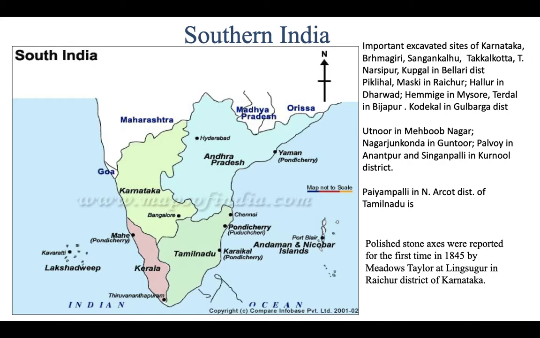So these are the important sites, particularly Brahmagiri, Sanganakallu, Takkalakota, Narsipur, Kupgal in the Bellary district, then Piklihal, Maski in Raichur, Hallur in Dharwad, Hemmige in Mysore district, Terdal in Bijapur, and Kodekal in Gulbarga, as well as Utnur in the Mahbubnagar district, and Nagarjunakonda in Guntur, as well as if you come to Tamil Nadu, Payampalli in the North Arcot district is also well known.